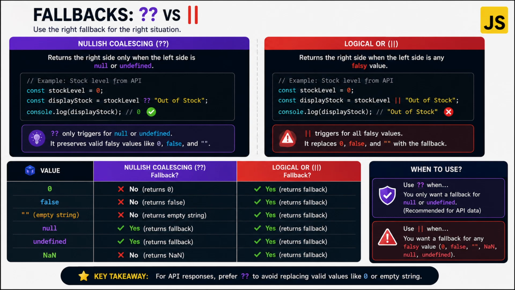Use double ? (??) when the fallback should happen only for missing values, specifically null or undefined. Use double pipe (||) only when you intentionally want all falsy values to trigger the fallback.